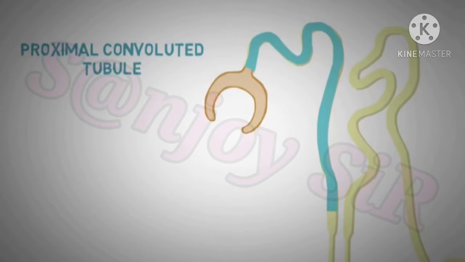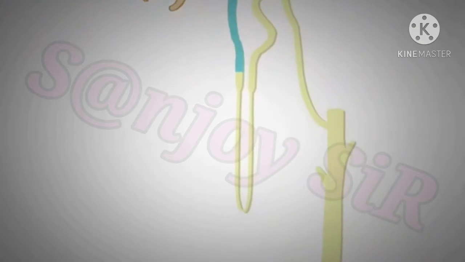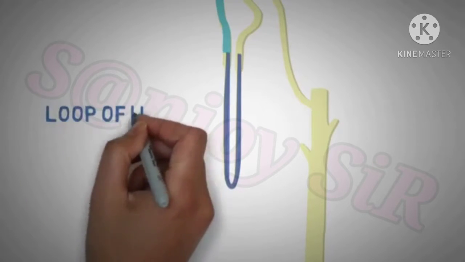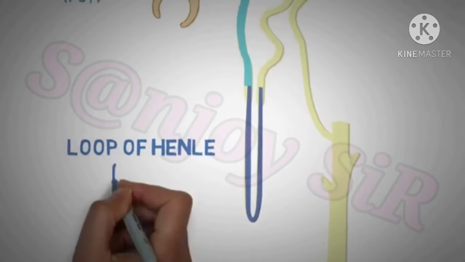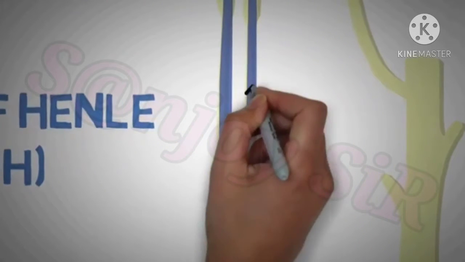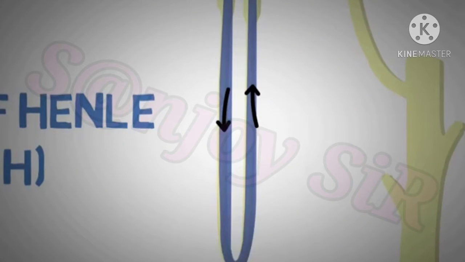Proximal because it is close to the Bowman's capsule, and convoluted meaning it is a highly folded structure that helps to increase the overall length of the tubule in a small space. The proximal tubule is located in the cortex of the kidney. The proximal tubule leads to the loop of Henle, which is the second main part of the renal tubule. This region forms a loop that is located in the renal medulla. The loop has a descending limb and an ascending limb.